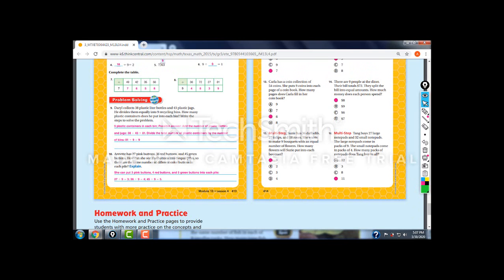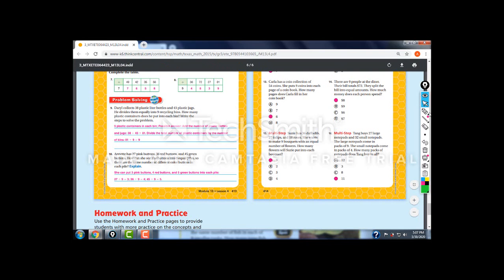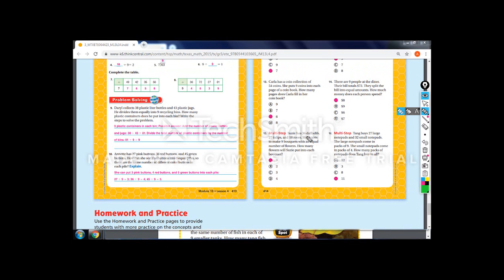Susie has 36 daffodils, 27 tulips, and 18 roses. She wants to make 9 bouquets with an equal number of flowers. How many flowers will Susie put into each bouquet? So she has 36. She divides that by how many? She wants to make 9 bouquets. She puts these 36 equally into 9 bouquets. So 36 divided by 9 is 4.